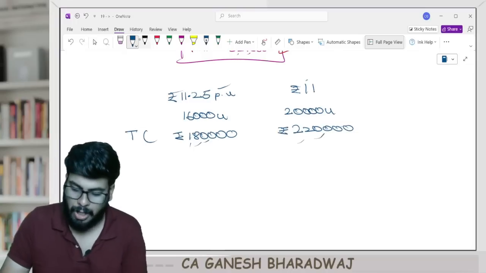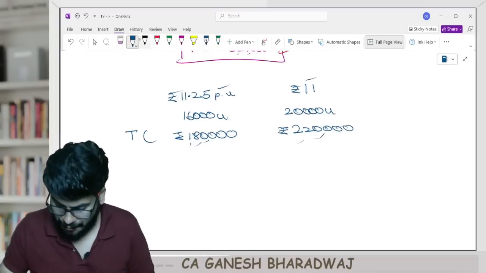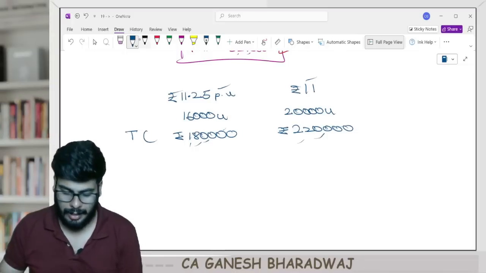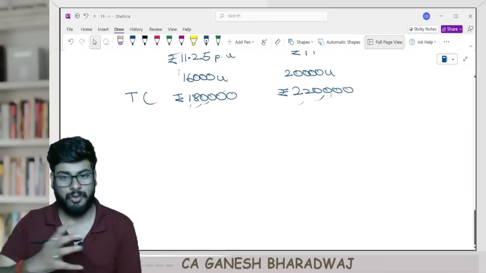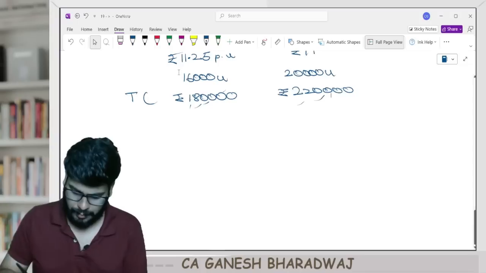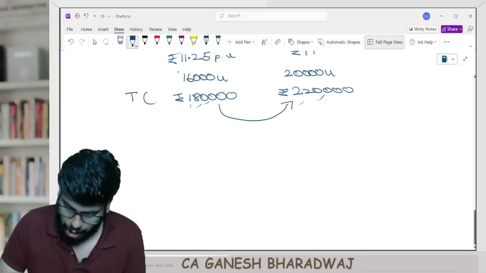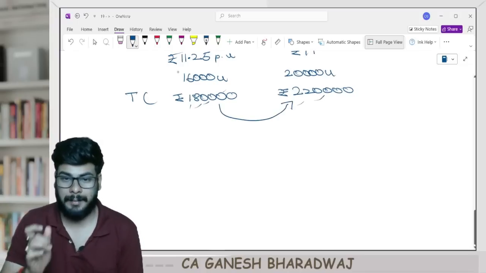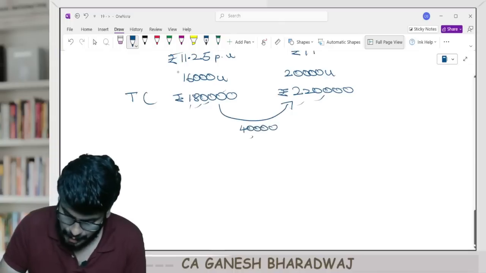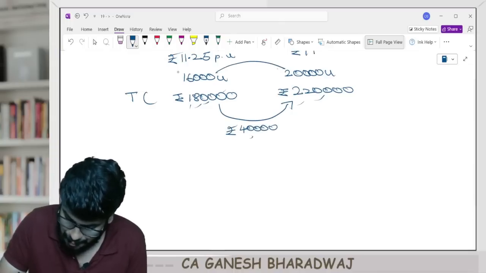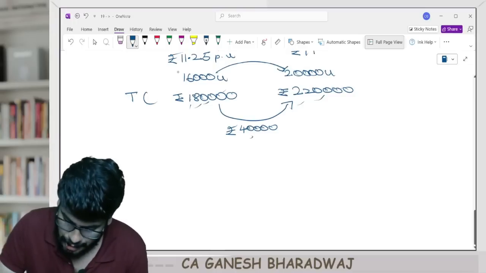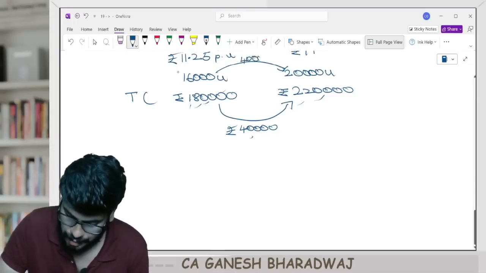Now, is this a variable or a fixed cost? It's not variable because it's not constant on a per unit level. It's not fixed also because it's not constant in total. So this is actually a clear case of semi-variable cost. So what you need to do is segregate this into variable and fixed components. How will you do that? This increase in cost from 1,80,000 to 2,20,000, this increase of 40,000 rupees, is nothing but the variable component incurred for the incremental units of 4,000 units, correct?